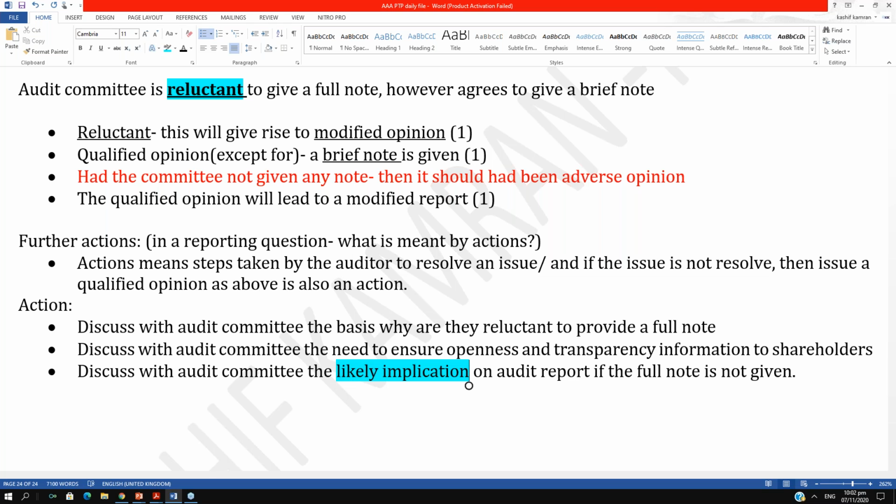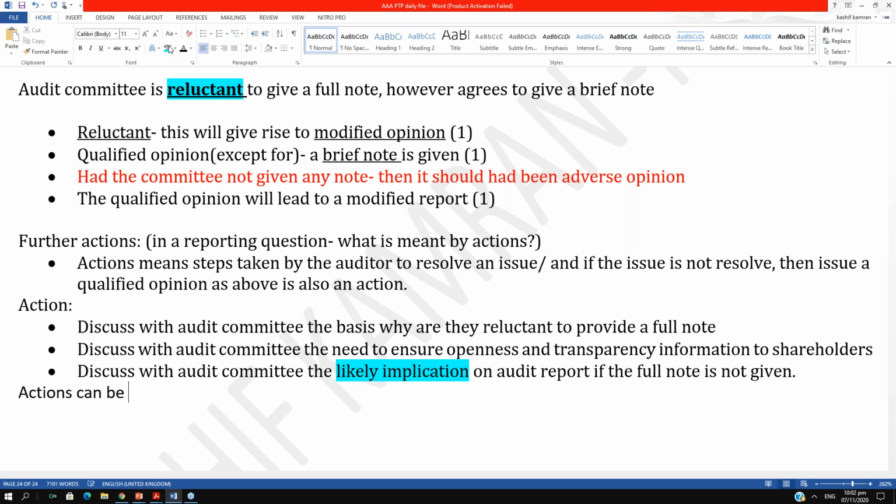Have we discussed with the audit committee the basis why they're reluctant, to understand their perspective? Have we discussed with the audit committee that you should work in the best interest of the shareholder? So did we try to change the mindset of the audit committee? So we got 3 marks from above and we got 3 marks from the bullets over here. Please, you can write actions in bullets.